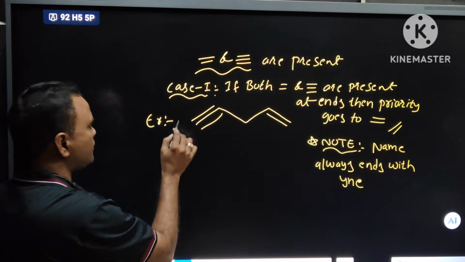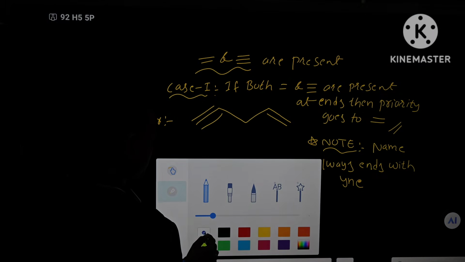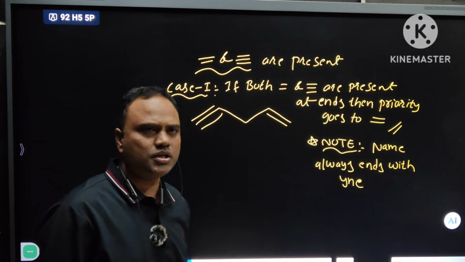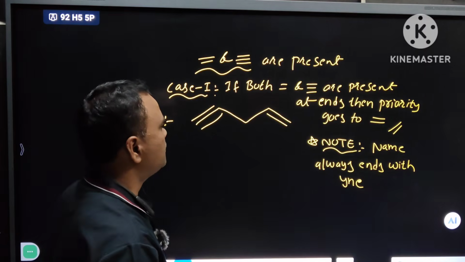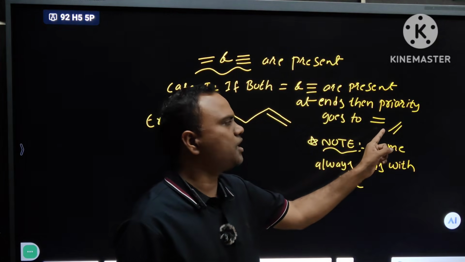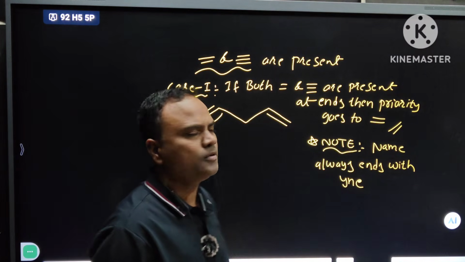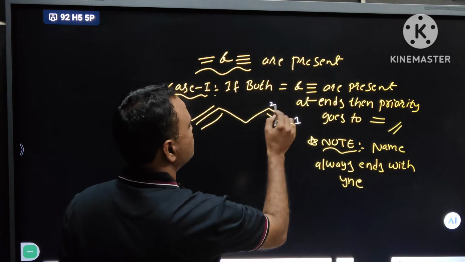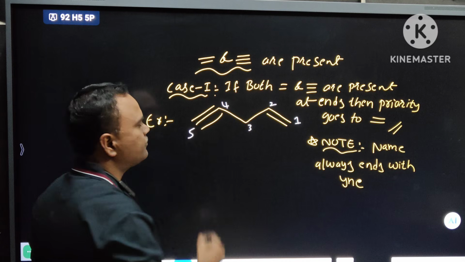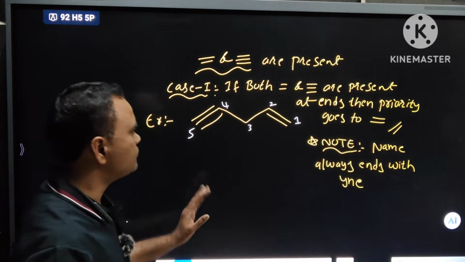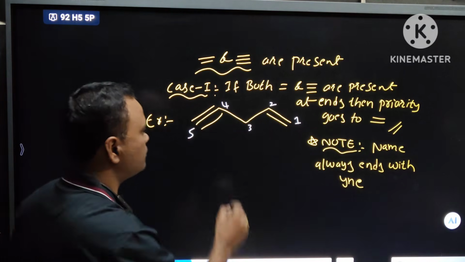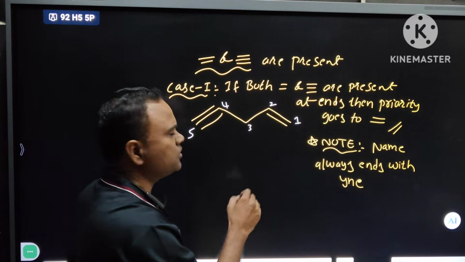Let us see this. First of all, check. Double bond is present at the end. Triple bond is present at the end or not? Clear? In this case, priority goes to the double bond. So give numbering starting from the double bonded carbon: 1, 2, 3, 4, 5. Now, how to give the name for this? First, we should write the root word. What is the root word? How many carbons are present here? 5.